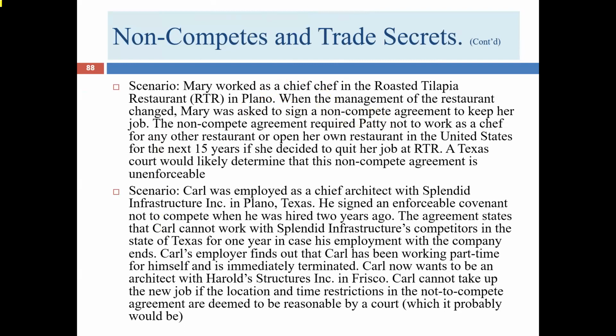A Texas court is just not going to enforce this. For one thing, it doesn't seem to be ancillary to an agreement because there's no additional consideration for this. She was already employed by this particular place. So the first requirement doesn't seem to be met, and the rest of it doesn't seem reasonable at all. 15 years is really, really outrageous. And it was for the whole United States. So again, just not going to be enforceable. I don't think that one will be enforceable anywhere.